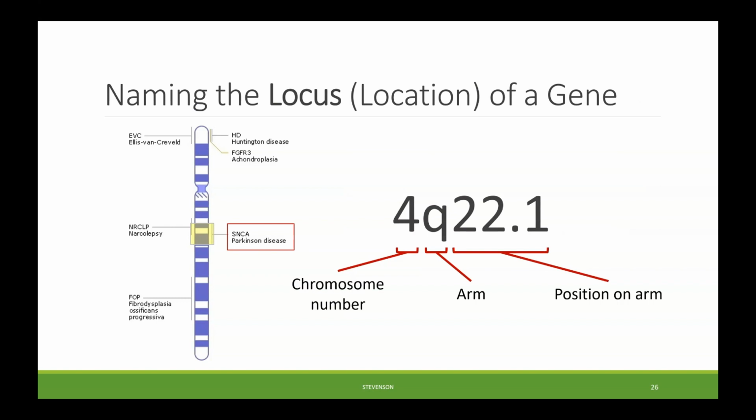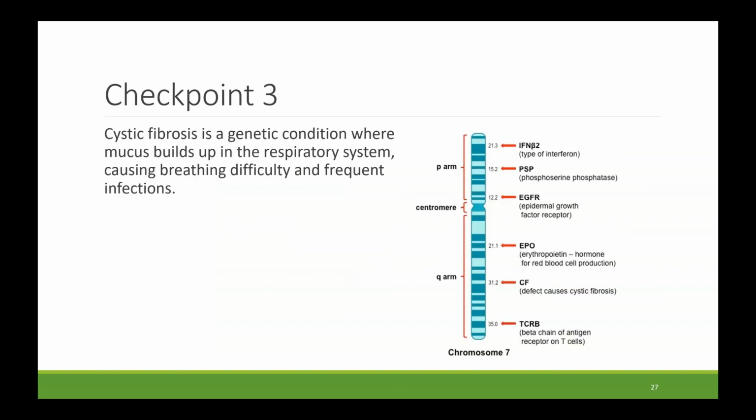So let's pause here for a checkpoint on this naming system. In this image on the right-hand side of the screen, you can see an illustration of human chromosome 7 with the P and the Q arms labeled, and also a number of positions of genes that are involved in different diseases. And one of those diseases is cystic fibrosis.